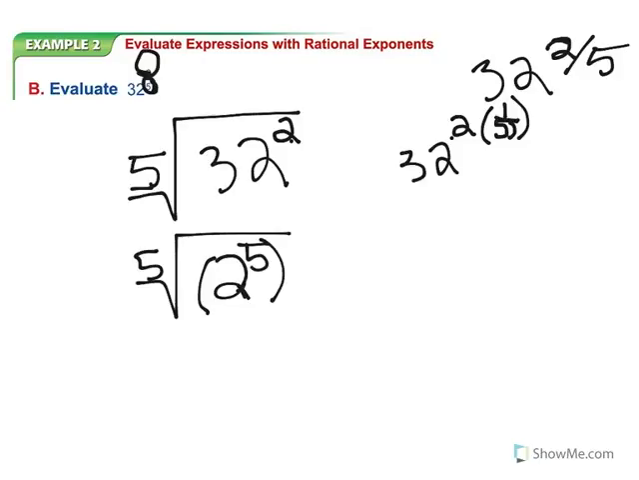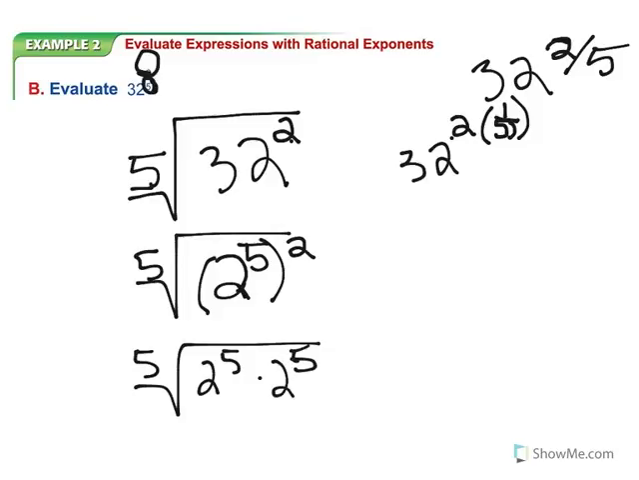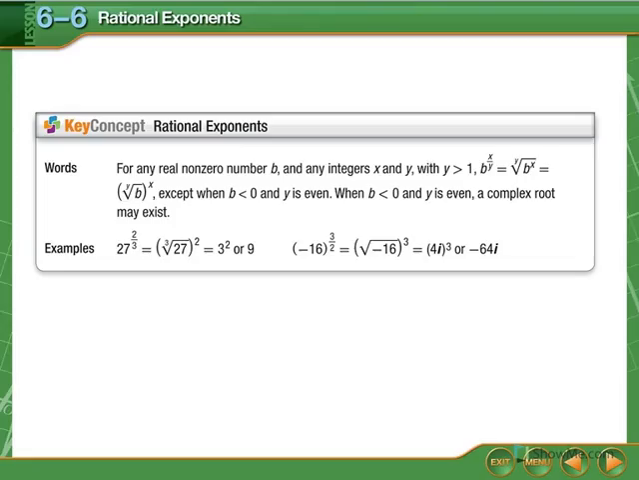So we have the 5th root of 2 to the 5th, squared. And that's the same thing as saying the 5th root of 2 to the 5th times 2 to the 5th. The 5th root of one 2 to the 5th is just 2, and then the 5th root of the other 2 to the 5th is also just 2. So we're going to pull out a 2 times 2, which equals 4. And that's our answer.